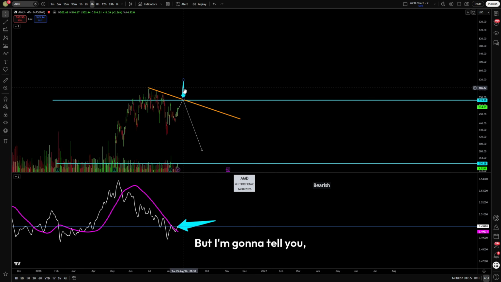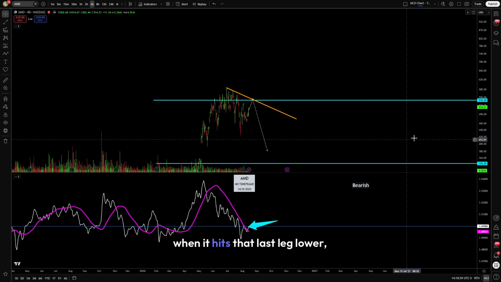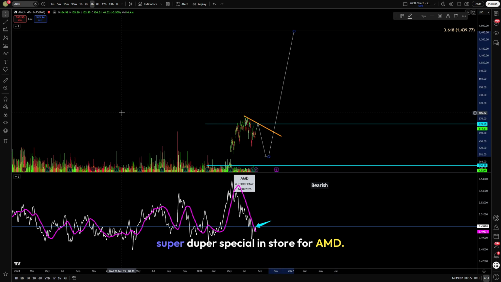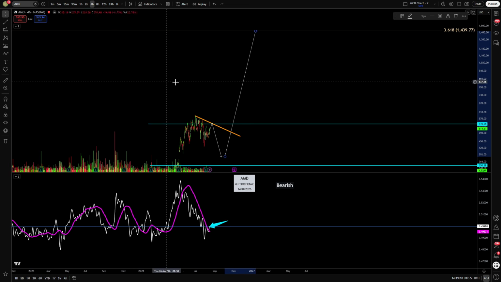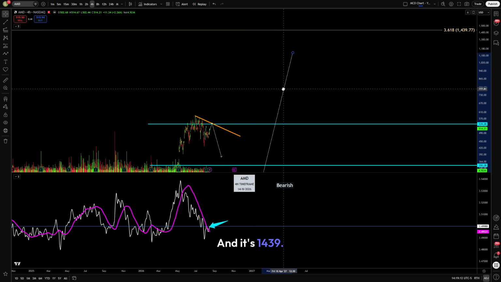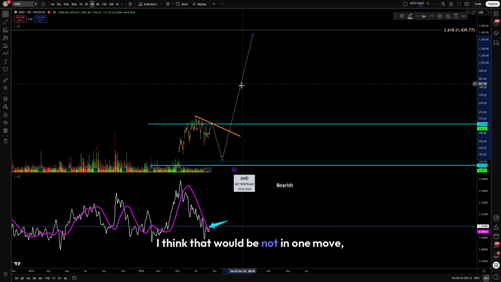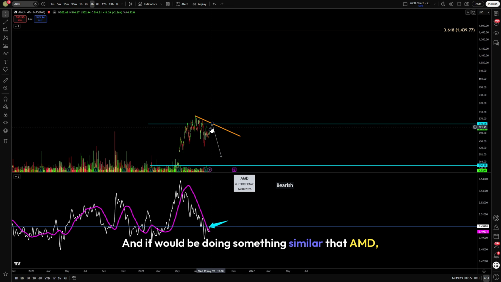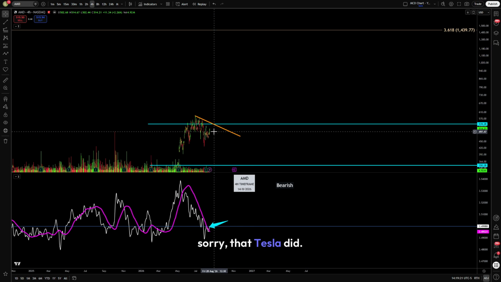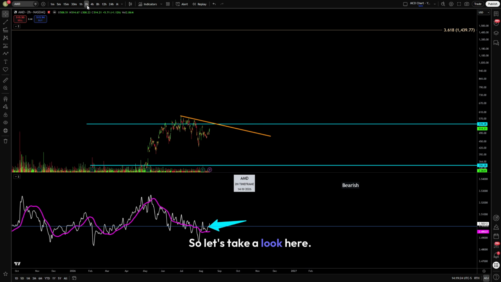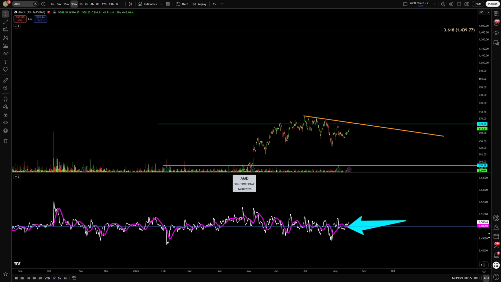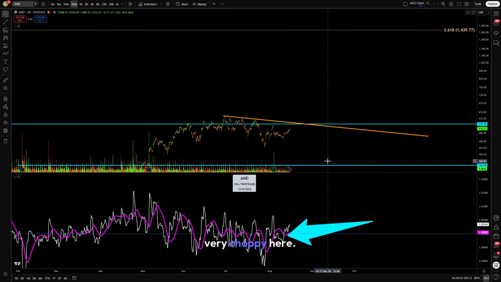But I'm going to tell you, when it hits that last leg lower, I do believe there's going to be something super, super special in store for AMD. It's 1439. Not in one move, but that would be my long-term price target on AMD, and it would be doing something similar to what Tesla did. So let's take a look here. Going to the 2 hours, 1 hour, and we're going to go to a 30-minute time frame. So far, it's been very, very choppy here.